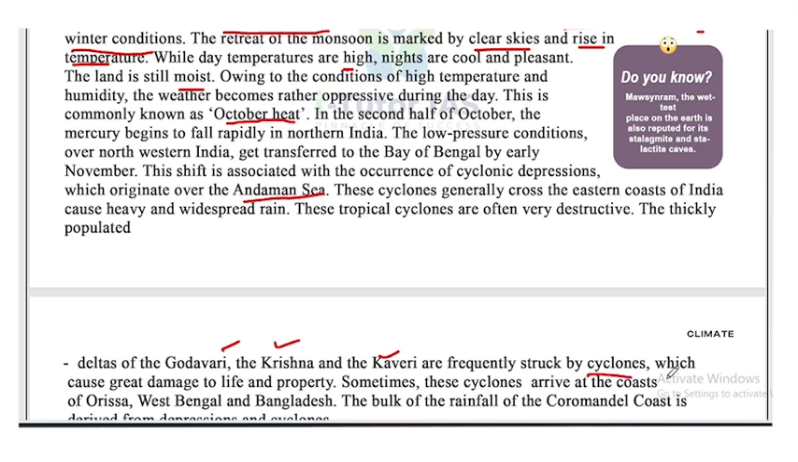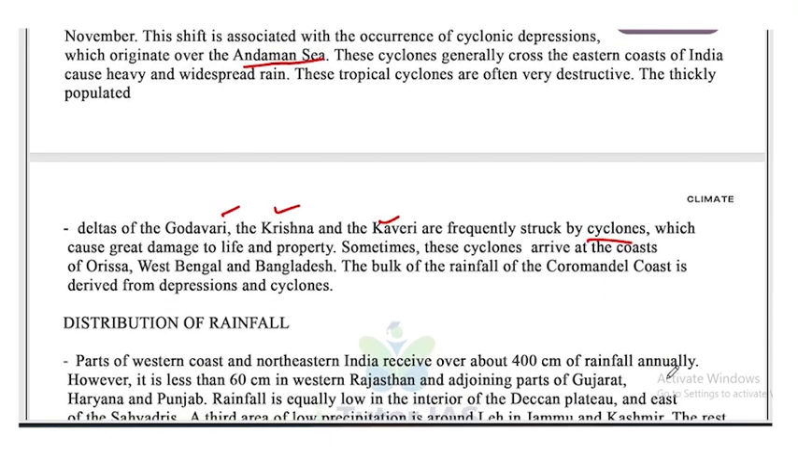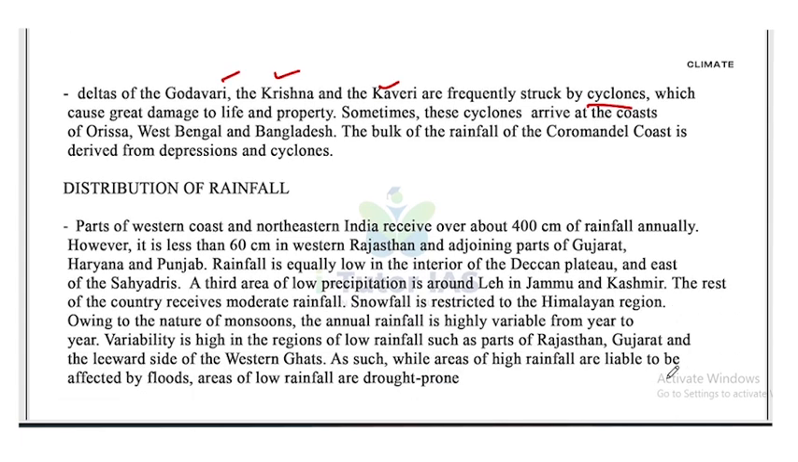Okay, so in these times the occurrence of cyclones, especially the tropical cyclones, is very frequent and they are very destructive, especially the thickly populated regions of Godavari, Krishna and Kaveri, which are frequently struck by these cyclones. Sometimes these cyclones arrive at the coast of Orissa, West Bengal and Bangladesh. The bulk of the rainfall of the Coromandel coast is derived from the depressions and cyclones.